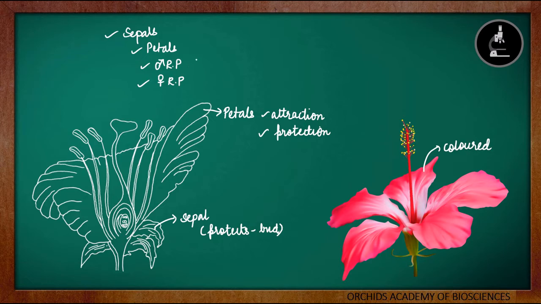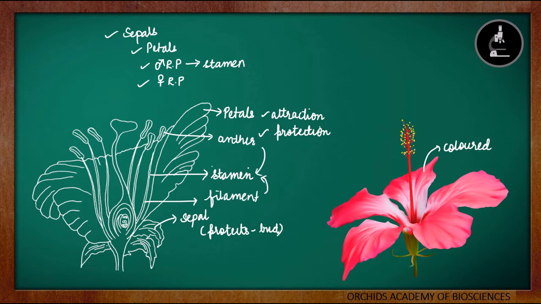The next one is the male reproductive part, and the male reproductive part in a flower is called the stamen. The stamen is made up of two parts. The upper part is called the anther, and the long stalk which connects the anther to the base of the flower is called the filament. So anther and filament make up the stamen. This anther will have the pollen grains in them, and these pollen grains contain the male gametes.